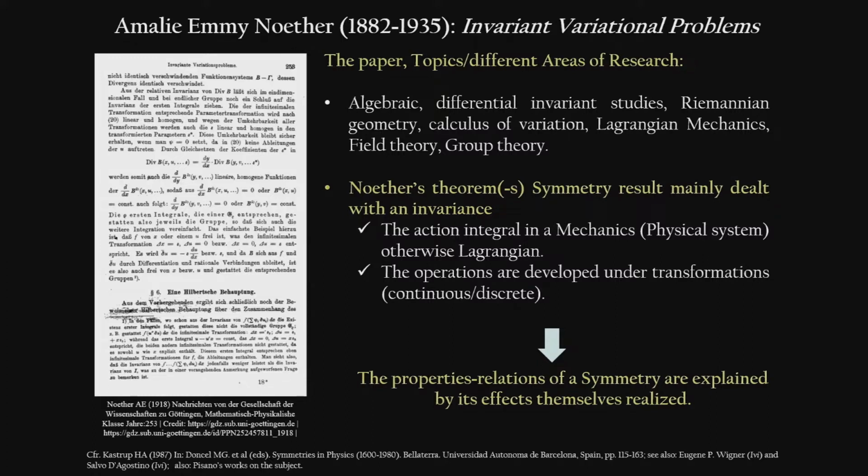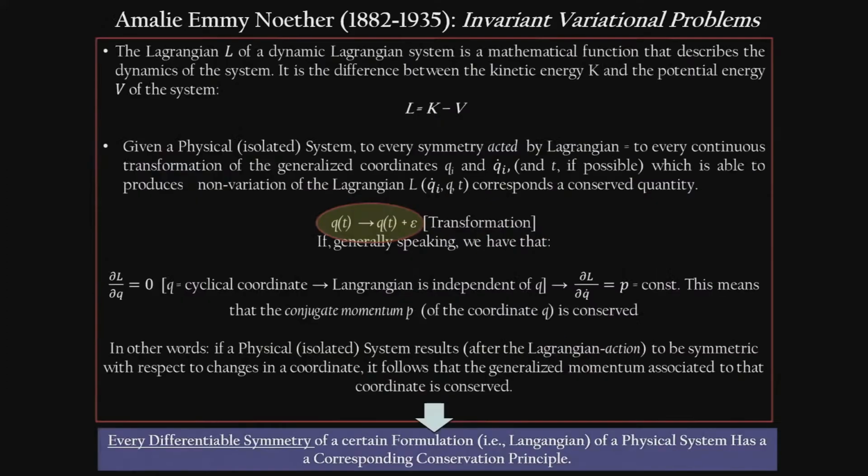The result may deal with an invariance of the action integral in mechanics, of a physical system, otherwise the Lagrangian. The operation is developed under transformations, continuous and discrete, etc. The properties and relations of a symmetry are explained by its effects themselves. So this is a simplification of how she arrived to talk about the Lagrangian in physics, but I want to focus you on that.